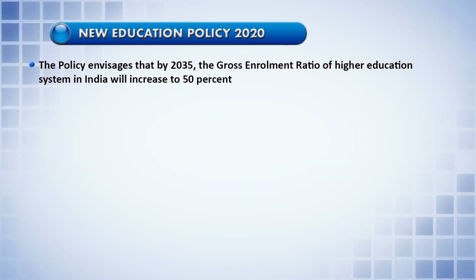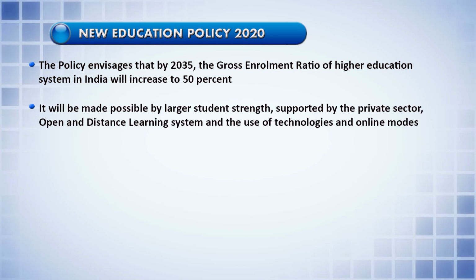The policy envisages that by 2035, the gross enrollment ratio, or GER as it is called, of the higher education system in India will increase to 50%. It will be made possible by larger student strength supported by the private sector, open and distance learning system, and the use of technology and online modes.